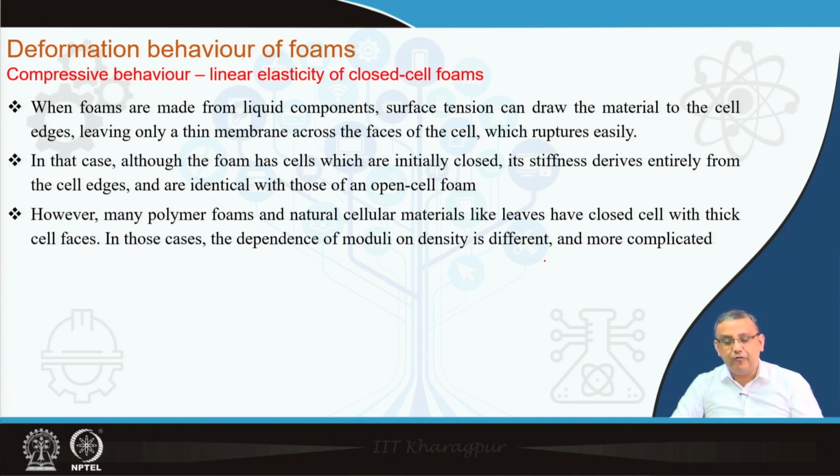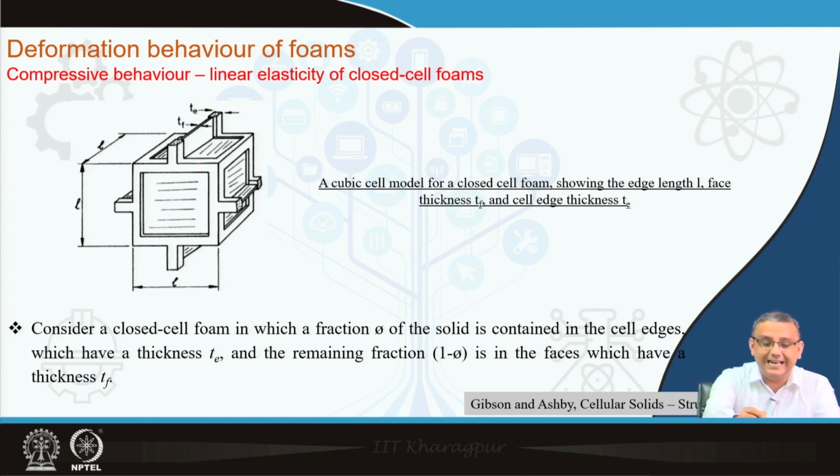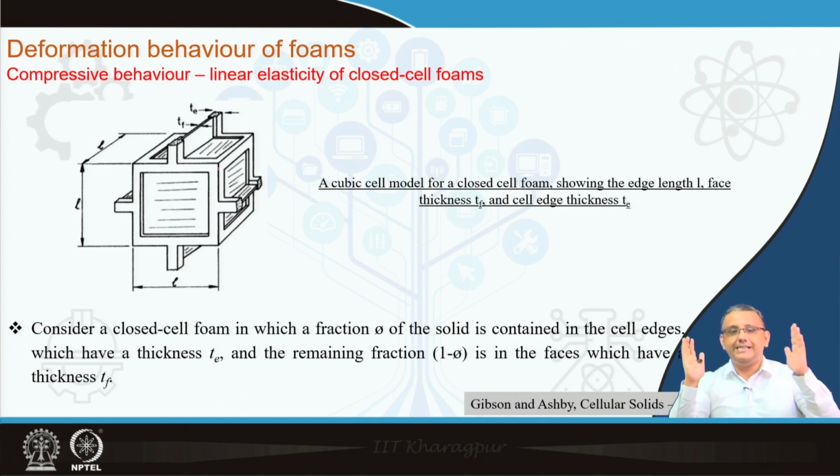In case of closed cell forms, the situation is a bit more complicated, because it is not only about the cell edges we need to consider, we also need to think about the deformation of the faces. That means, for a closed cell form, typically we can see over here that we have both the cell edges and the cell faces.